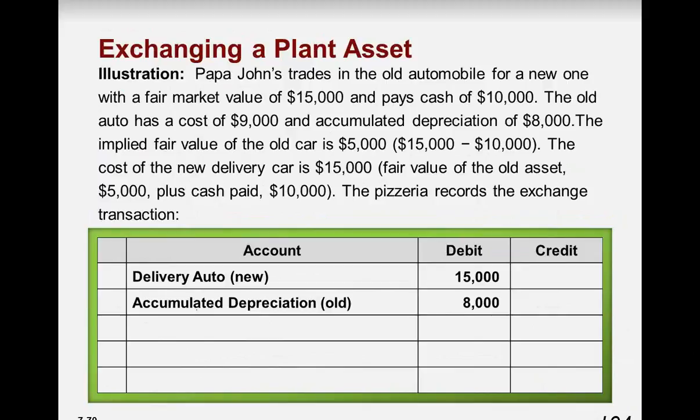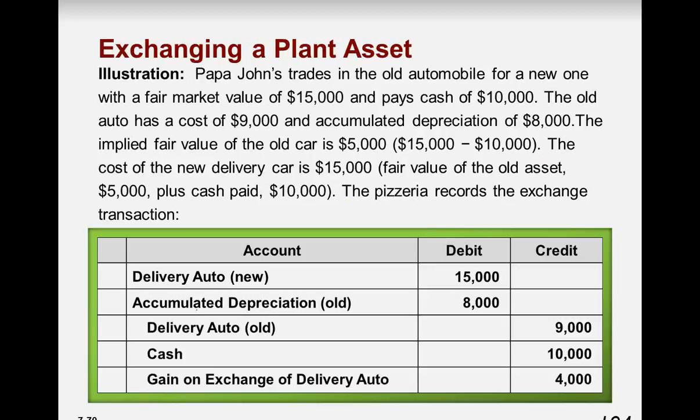The old accumulated depreciation was $8,000, given to us here. Okay. The old delivery auto had a cost of $9,000. We have to get that off the books. And we paid cash of $10,000. We had a gain then of $4,000.